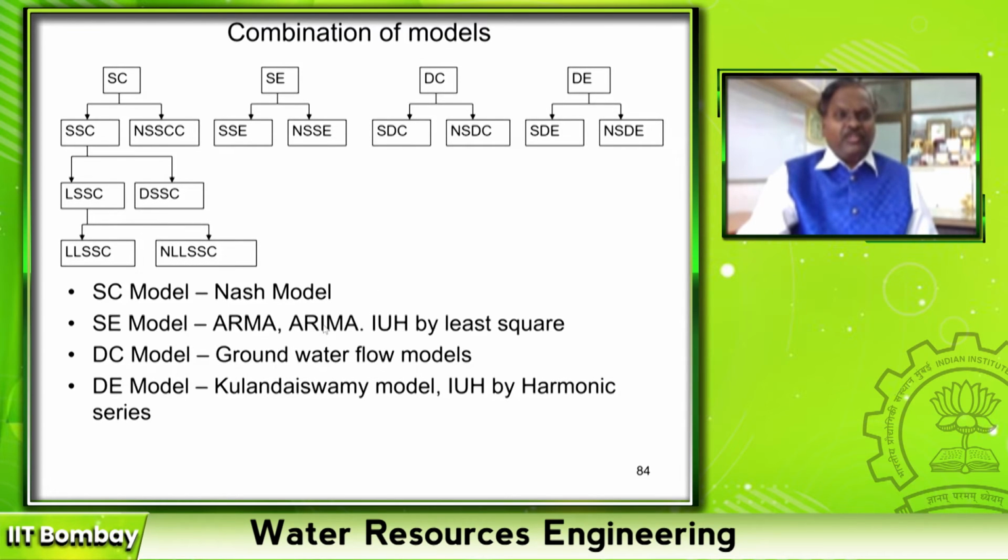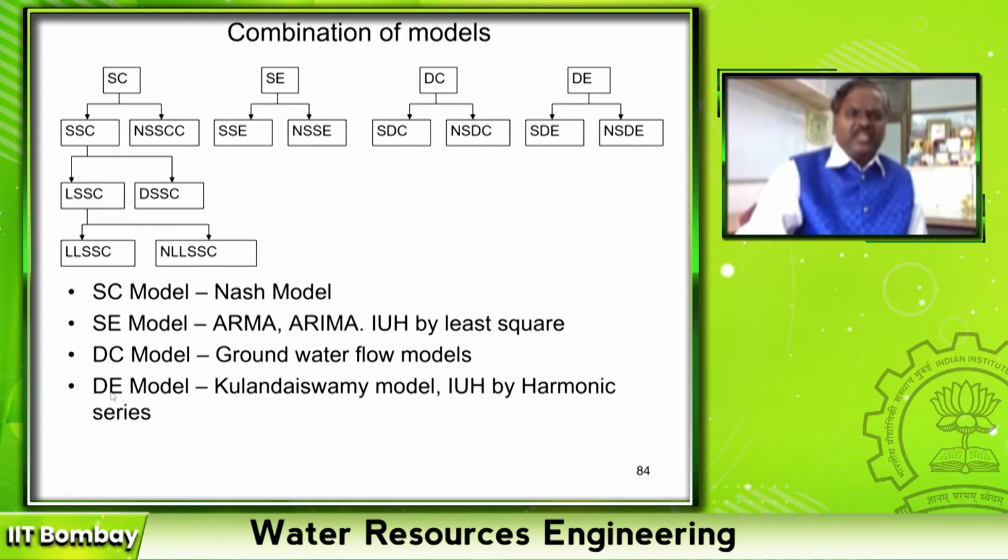What is the name of that model, right? This is a stochastic conceptual model, that is the Nash model. Then stochastic empirical models, right? ARMA, ARIMA, UH. They are all by least square. Then deterministic conceptual models, many groundwater flow models, right? Darcy's law. They are all deterministic, but they are based on a certain concept. You might have studied Darcy's law, right? That is the groundwater flow equation, a deterministic concept.